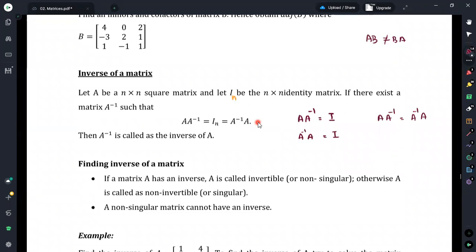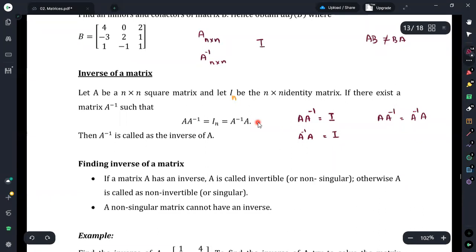Here, suppose that A is an n by n matrix, and then we can say that A inverse is also an n by n matrix. And once you perform this multiplication, you will definitely get an identity matrix having the order n. That is why we can say it as I_n, where I is an identity matrix having the order n.